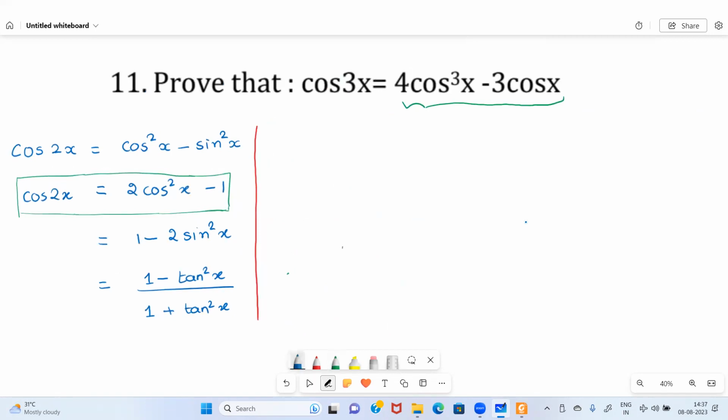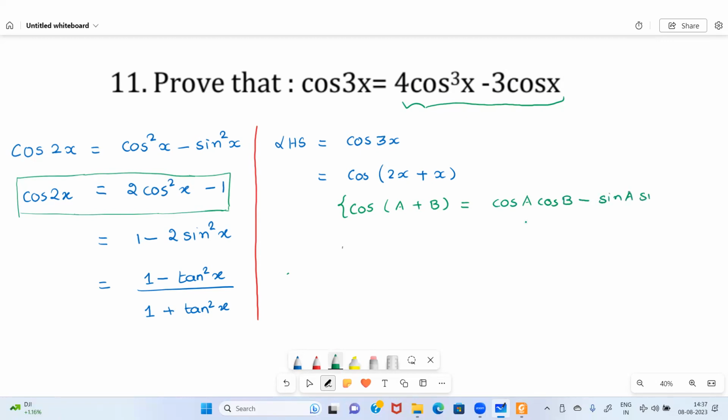So let us write LHS is equal to cos 3x. Now, cos 3x, how could I write it? Cos of 2x plus x. Am I right? This is of the form cos of a plus b. And you know that cos of a plus b is cos a cos b minus sin a sin b. Or if you're comfortable with x plus y notation, you can go ahead with that. Cos of x plus y is cos x cos y minus sin x sin y.